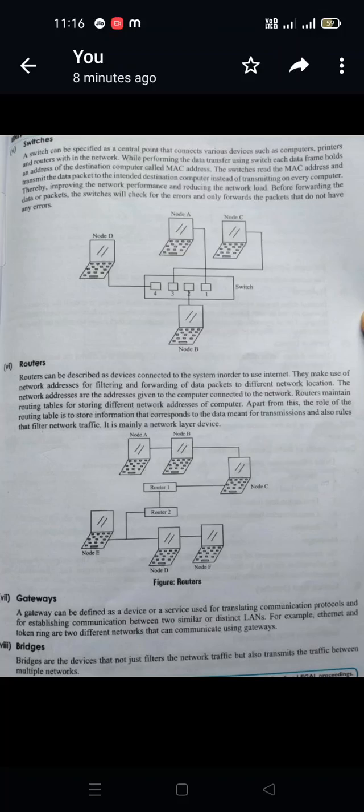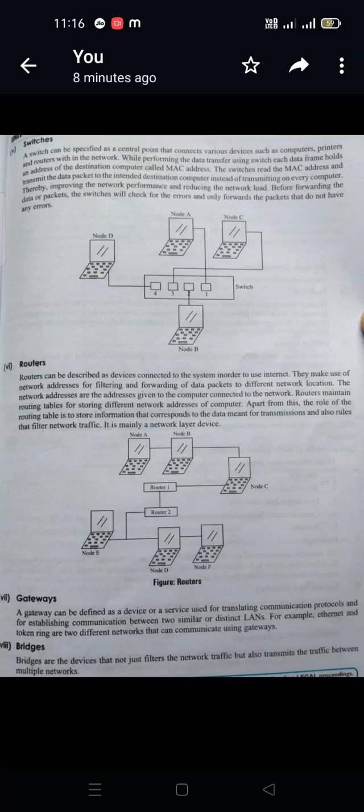While performing data transfer, each data frame holds the address of the destination. The major advantage of a switch is that it uses the MAC address. It holds the MAC address of the destination computer to which the data has to be sent. Suppose you want to send a file to one of the systems in a group of connected systems. Using a switch you can forward the file to the specific system only, because it contains a MAC address. The address of the destination computer is called the MAC address.